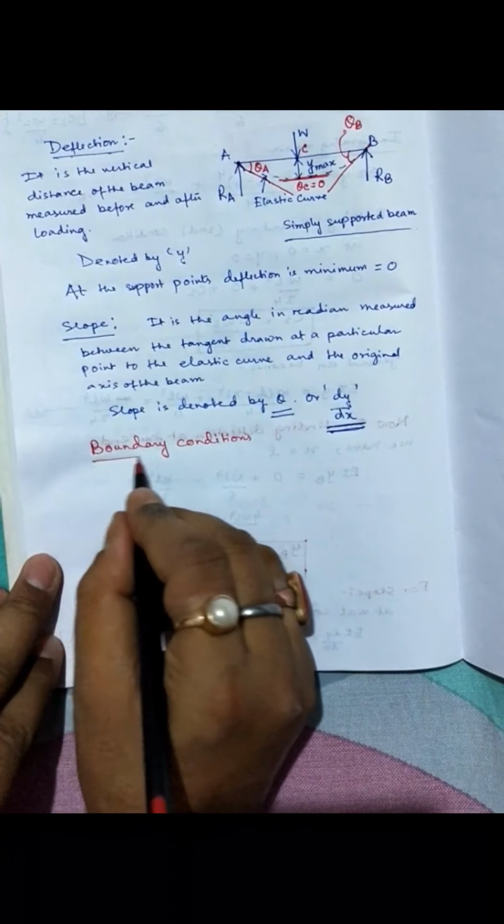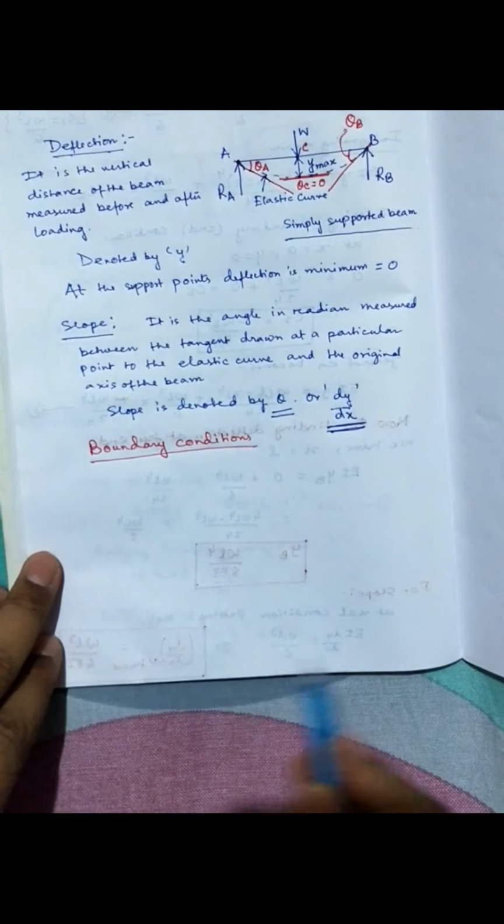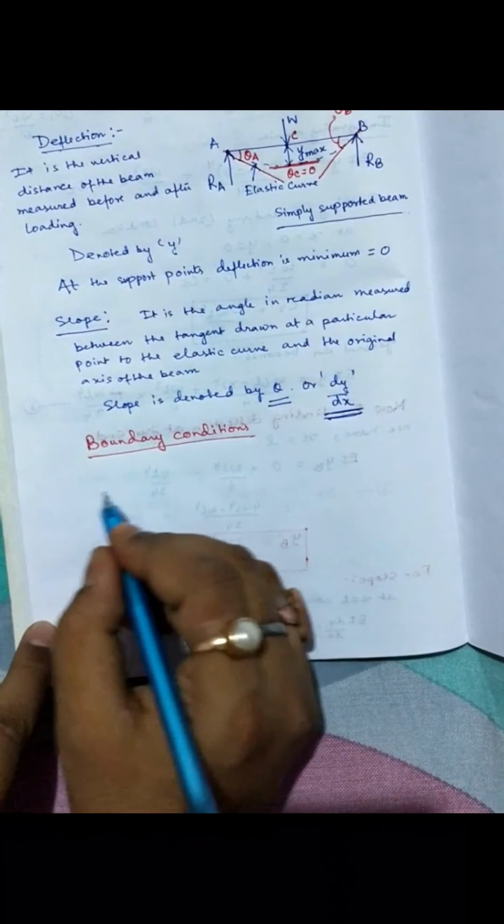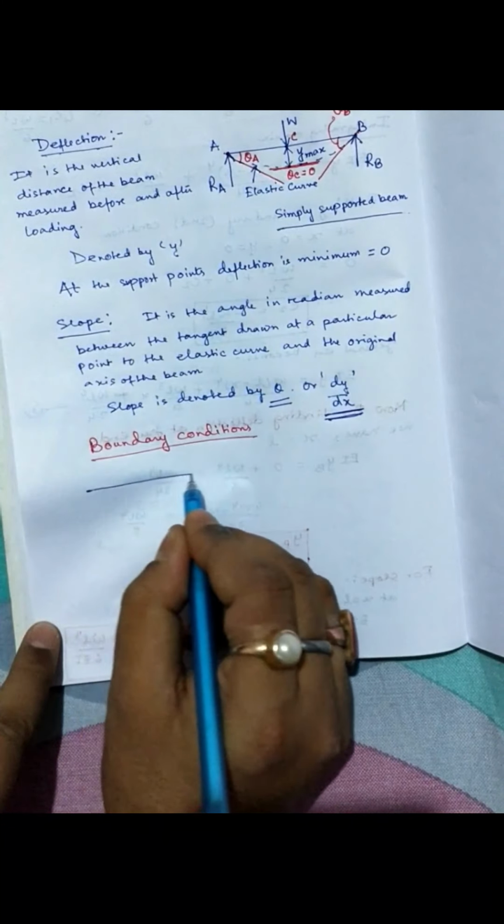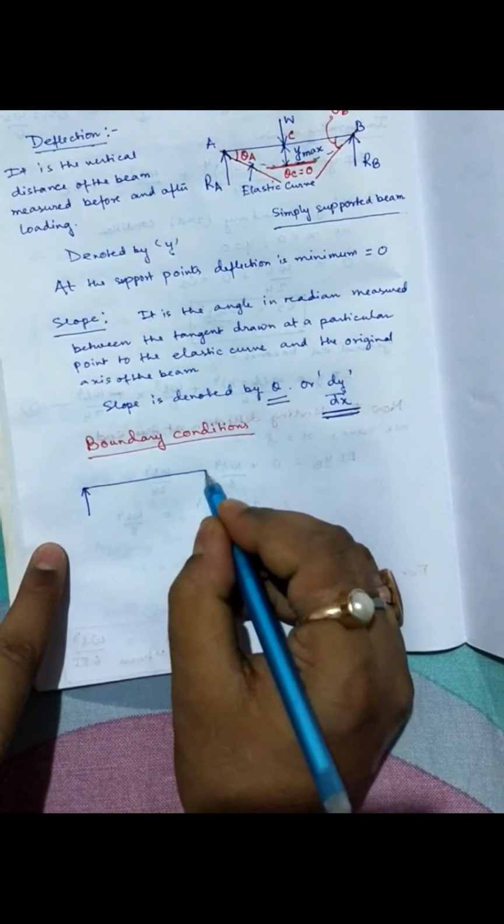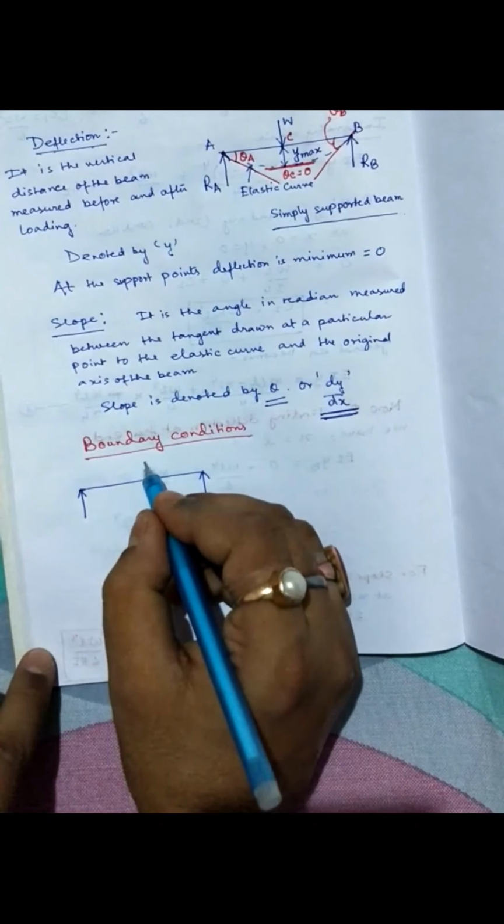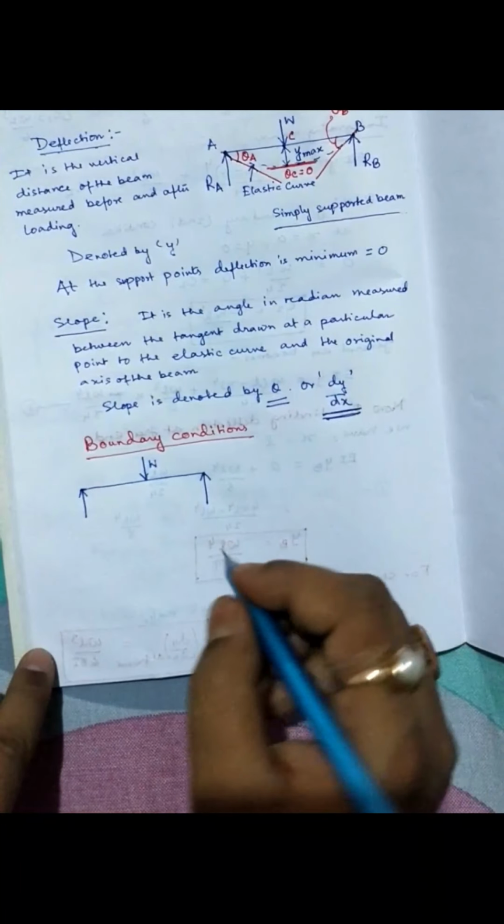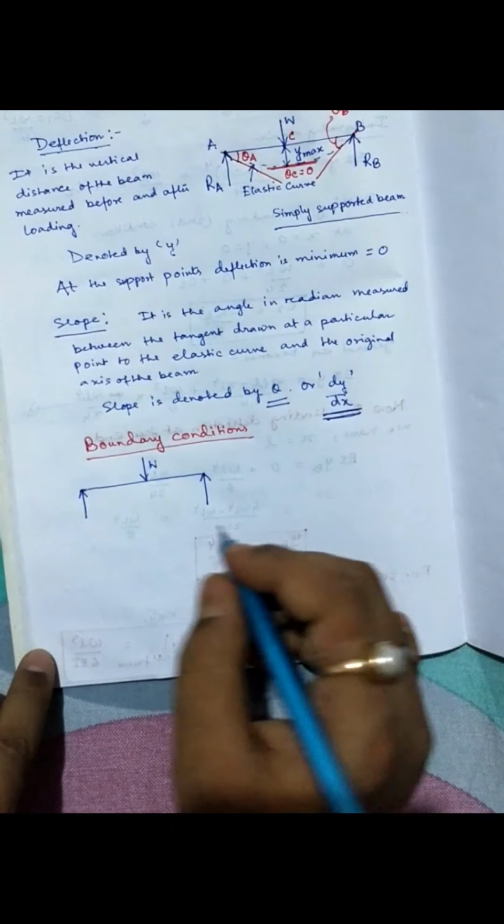Now what are boundary conditions? We will consider two cases. One is in case of simply supported beam. So we'll consider a simply supported beam here, where W amount of load is at the midspan. We are considering two conditions because these two conditions are included in your syllabus.